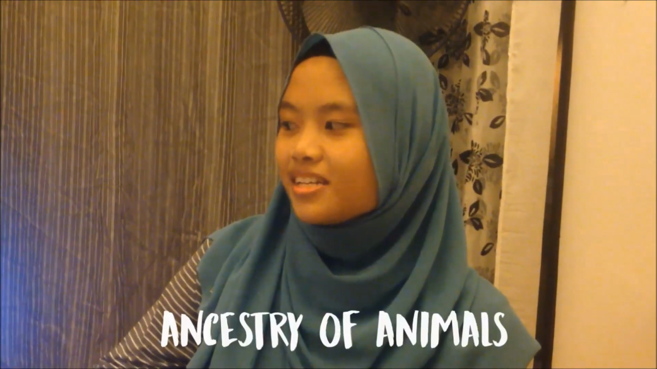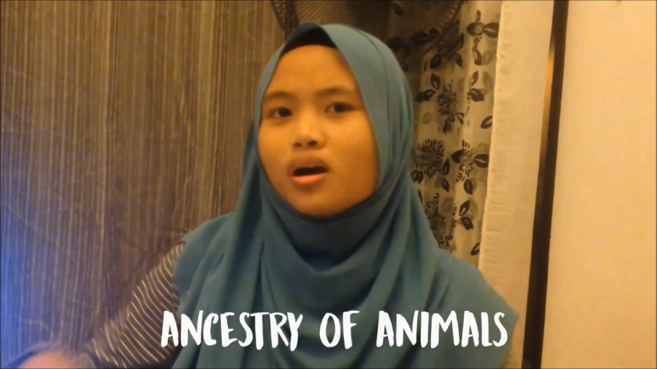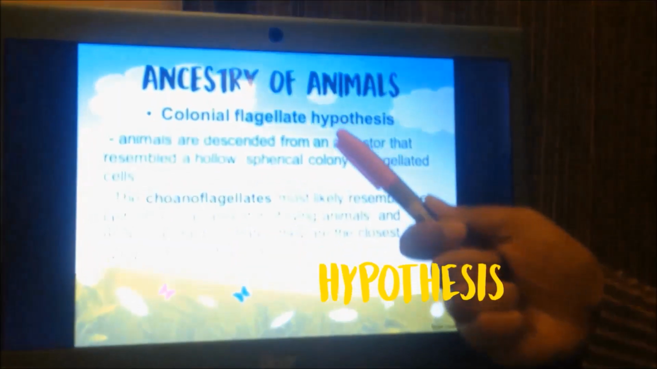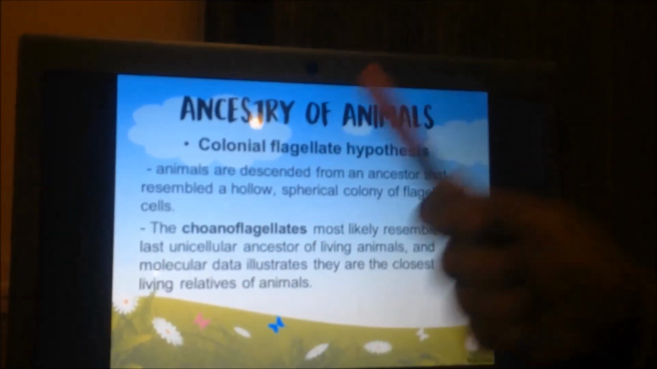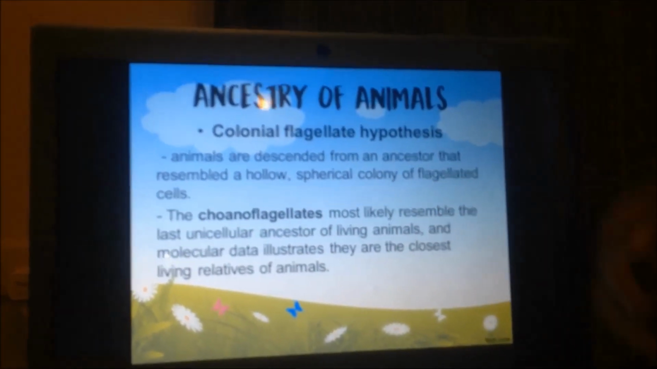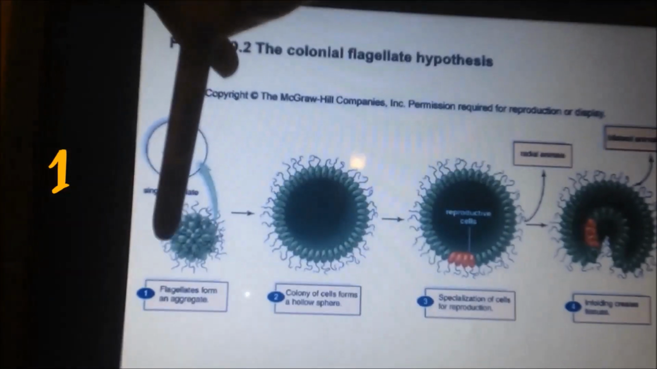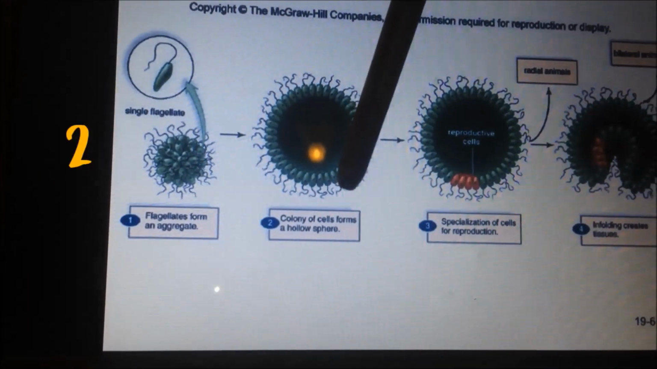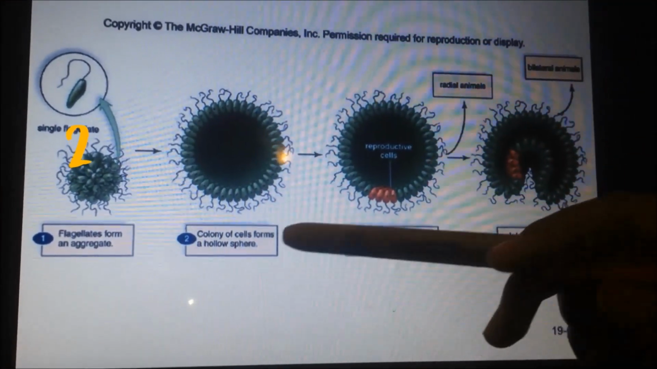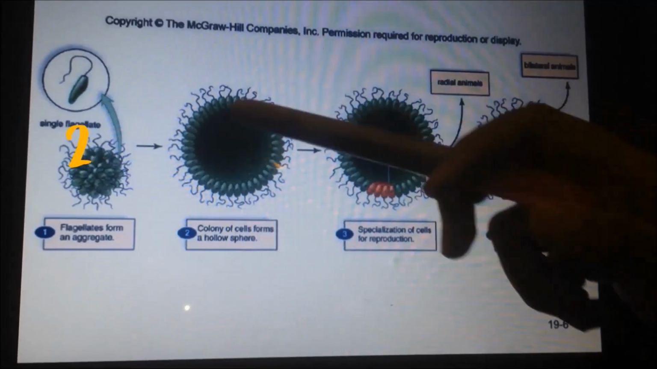Next one is ancestry of animals. So where do animals come from? Colonial flagellate hypothesis. So animals are descended from an ancestor that resembled a hollow spherical colony of flagellated cells. So I'm going to explain what the colonial flagellate hypothesis is. Single flagellates, and then they aggregate with each other. The flagellates form an aggregate. So the colony of cells forms a hollow sphere.